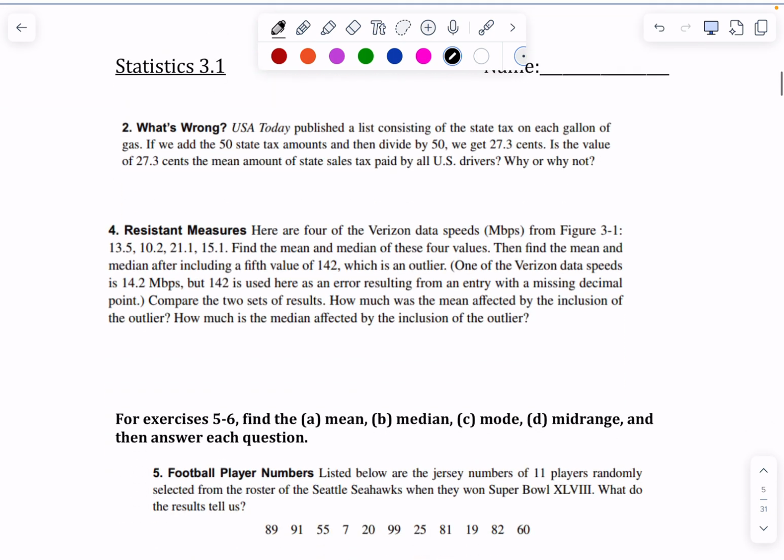Homework. You can do the, I don't know. I'm confused on number 2. I am too. Which is the first one.